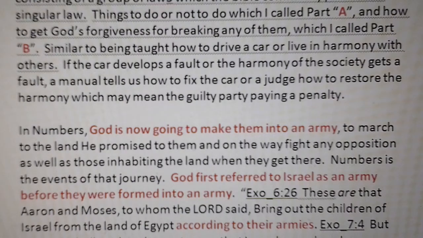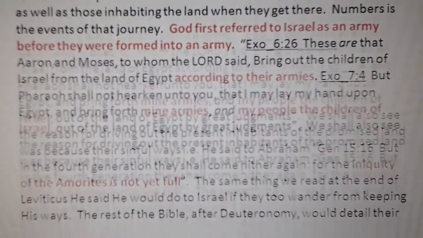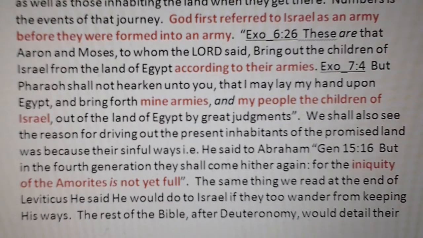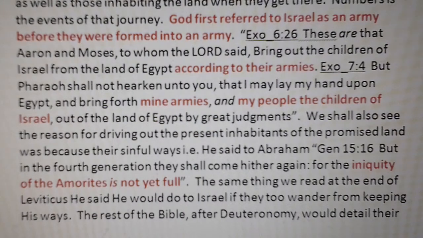God first referred to Israel as an army before they were formed into this army. In Exodus chapter 6:26, he says, These are that Aaron and Moses, to whom Yahweh said, Bring out the children of Israel from the land of Egypt according to their armies. Also in Exodus chapter 7 verse 4, he said, But Pharaoh shall not hearken unto you, that I may lay my hand upon Egypt and bring forth mine armies, and my people, the children of Israel, out of the land of Egypt by great judgments.